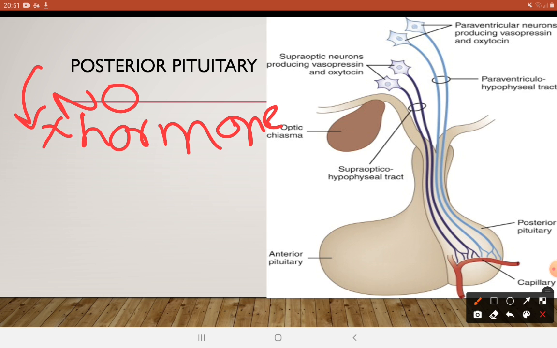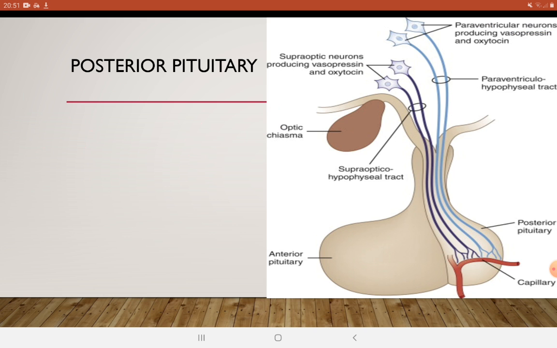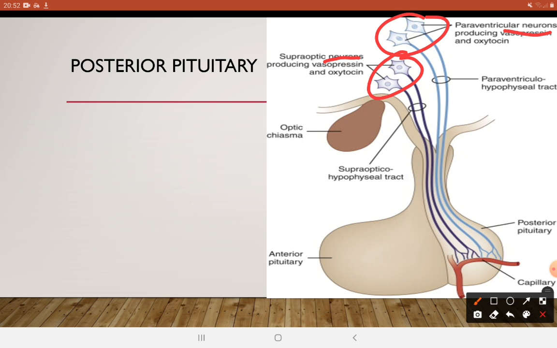The two hormones that come out of the posterior pituitary are vasopressin and oxytocin, right? Oxytocin and vasopressin are actually secreted by the neurons present in the hypothalamus, the paraventricular neurons. The paraventricular neurons and the supraoptic neurons present in the hypothalamus actually produce the vasopressin and oxytocin, right, which are present in the hypothalamus.